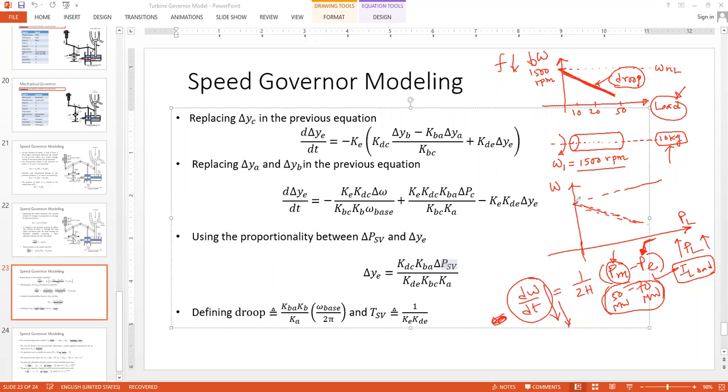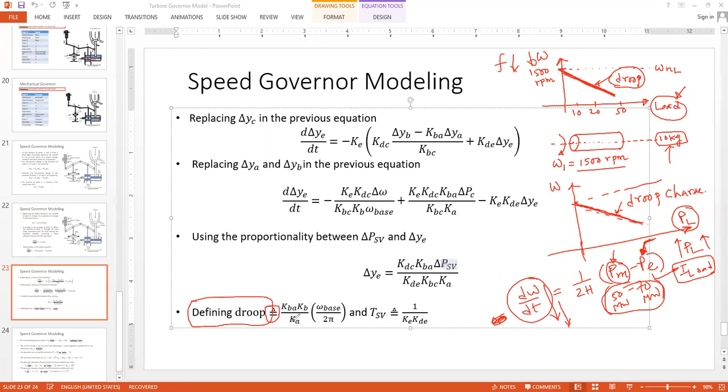So this drop in speed with the change in required power to be supplied by the system is the droop. And this characteristic, the drop in speed with the change in load demand, is known as the droop characteristic. So that droop is actually defined here by some mathematical relationship, nothing else.